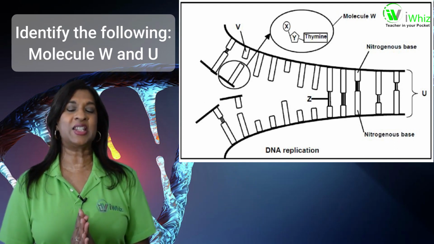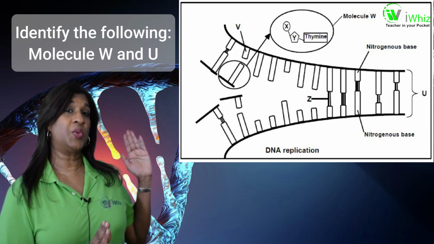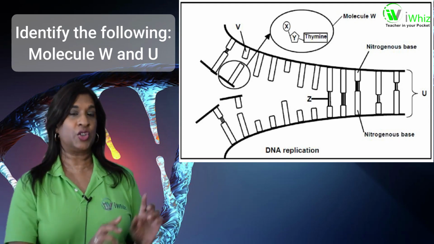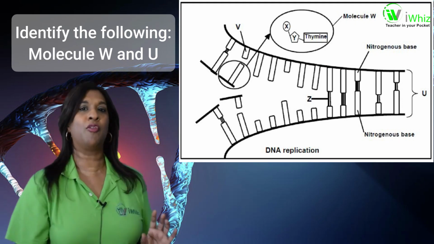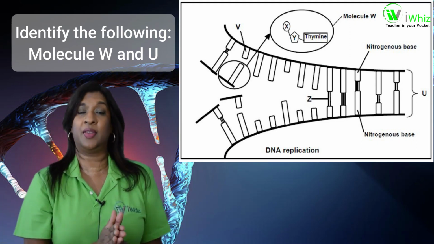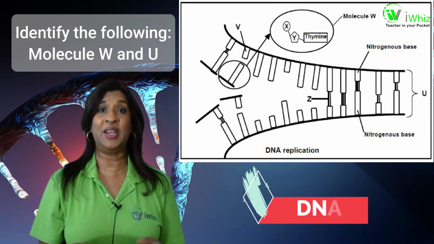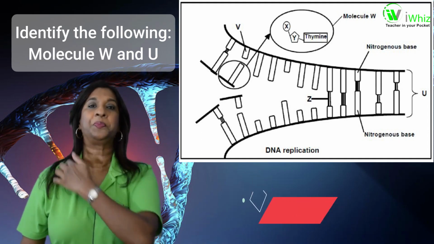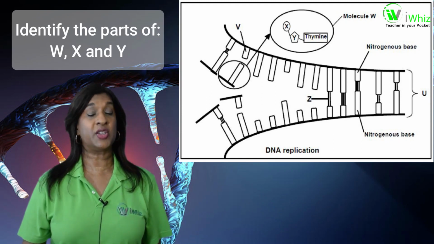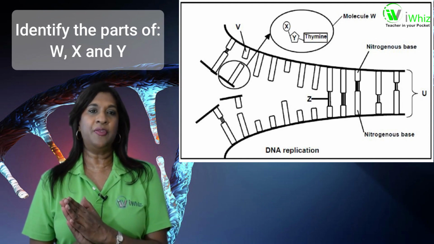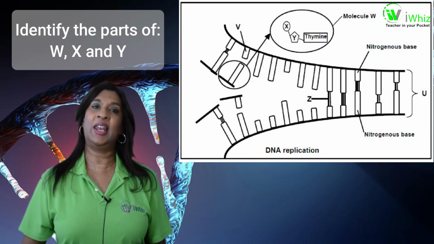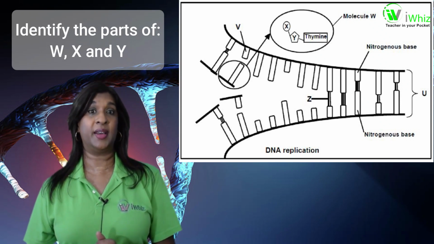If we look at the next one, label U, that's right at the end, and there is a bracket. So that's bracketing off the two strands together. So that label would simply be DNA. Right? That's your double-stranded DNA. The next question, identify the parts of molecule W that are labeled X and Y.